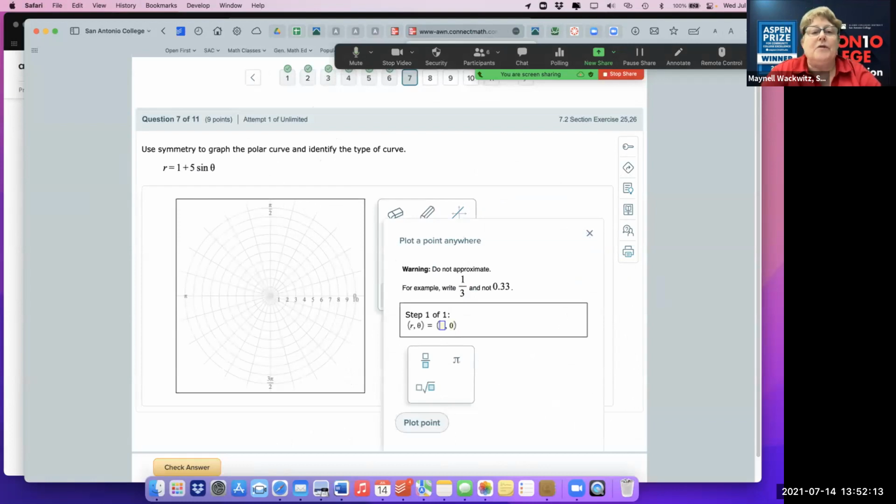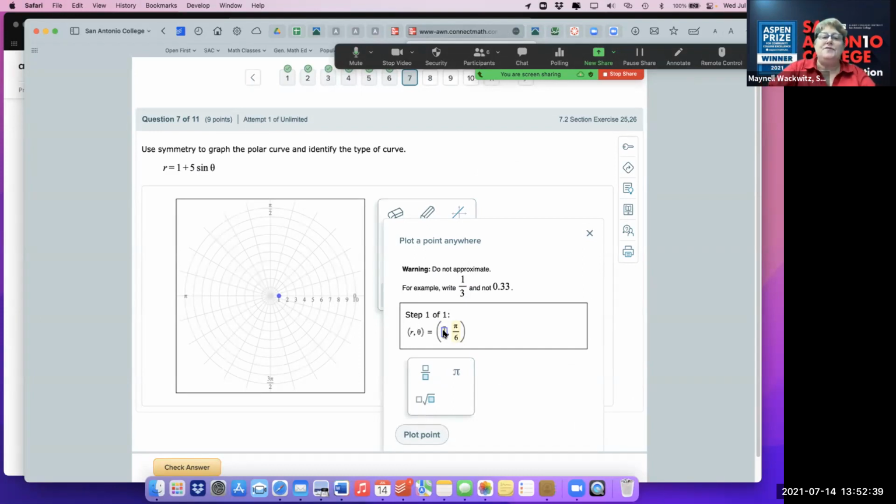At 0, what is the sine of 0? Almost 0. And so 0 times 5 is 0, plus 1. And now let's do pi over 6. What is the sine of pi over 6? 1/2 times 5 is 5 halves, plus 1, 1 is 2 over 2. So that'll be 7 halves. Is that right?